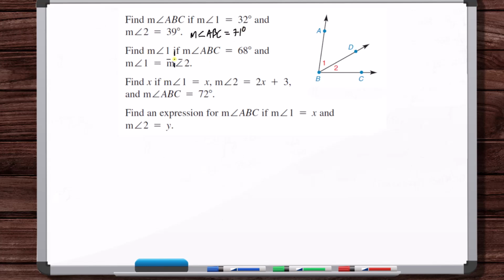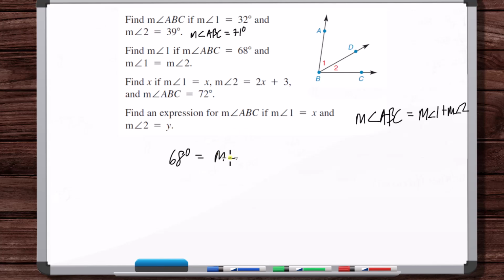Okay, find the measure of angle 1 if the measure of angle ABC is 68 degrees and the measure of angle 1 is equal to the measure of angle 2. So again, I'll write this up here as the master formula. The measure of angle ABC is equal to the measure of angle 1 plus the measure of angle 2. So if the measure of angle ABC is 68 degrees and angle 1 is equal to angle 2, then we can just set angle 2 equal to angle 1 and we get measure of angle 1 plus measure of angle 1.